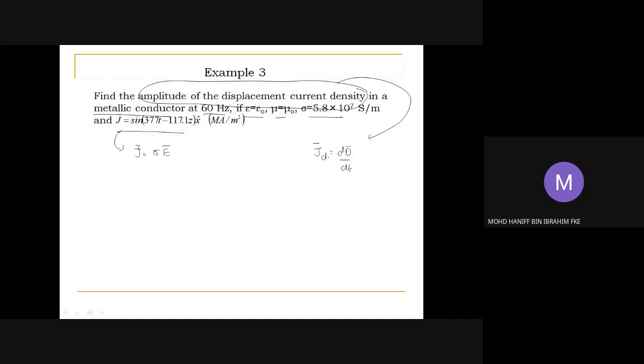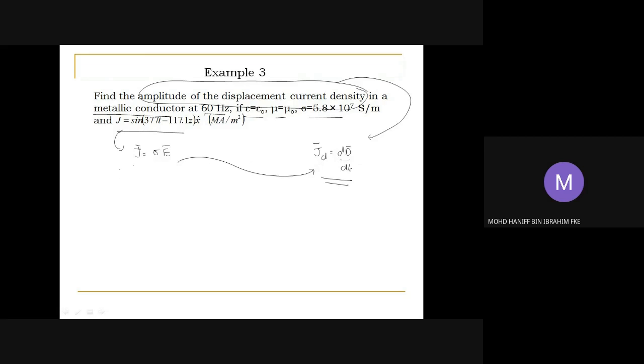Okay, so based on this motivation, what you have to do, based on this equation of J equals sigma E, is find the electric field first. You need to find the electric field intensity that is said to exist in this material. And from this electric field that you calculated, you can then use it to find the JD, which is based on the differentiation of the E field with regard to time. So that's how we find the JD magnitude.